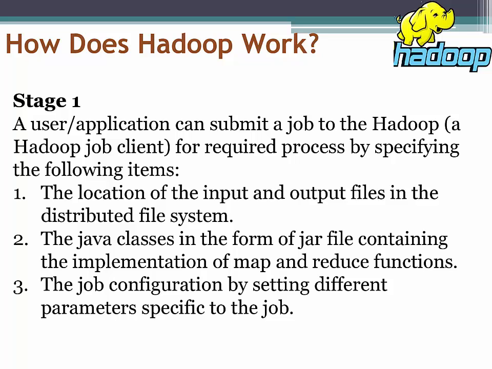How does Hadoop work? Stage 1. A user application can submit a job to the Hadoop job client for required processing by specifying the following items. The location of the input and output files in the distributed file system. The Java classes in the form of a jar file containing the implementation of map and reduce functions. The job configuration by setting different parameters specific to the job.